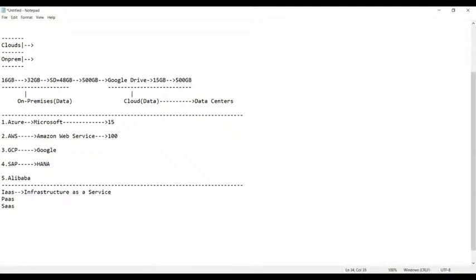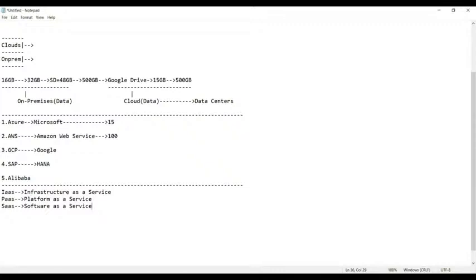Infrastructure as a service. And now, guys, what do you mean by PaaS? Platform as a service. And then we have the third one, SaaS. This stands for what? Software as a service.